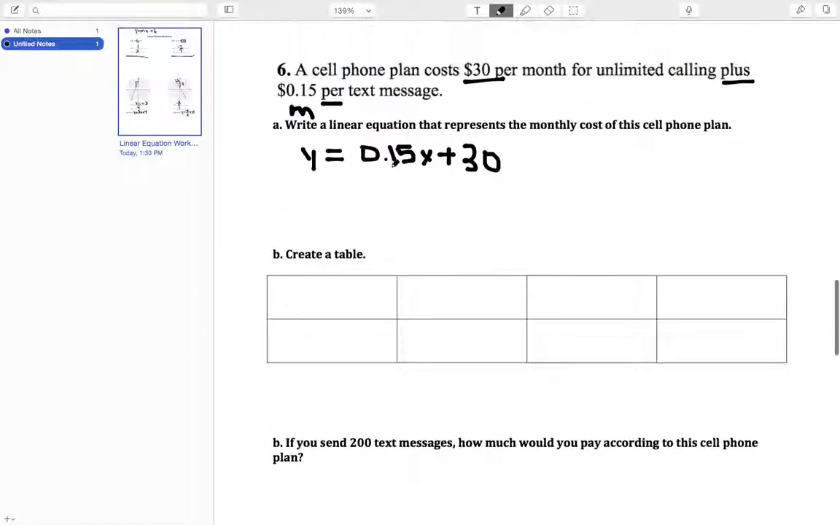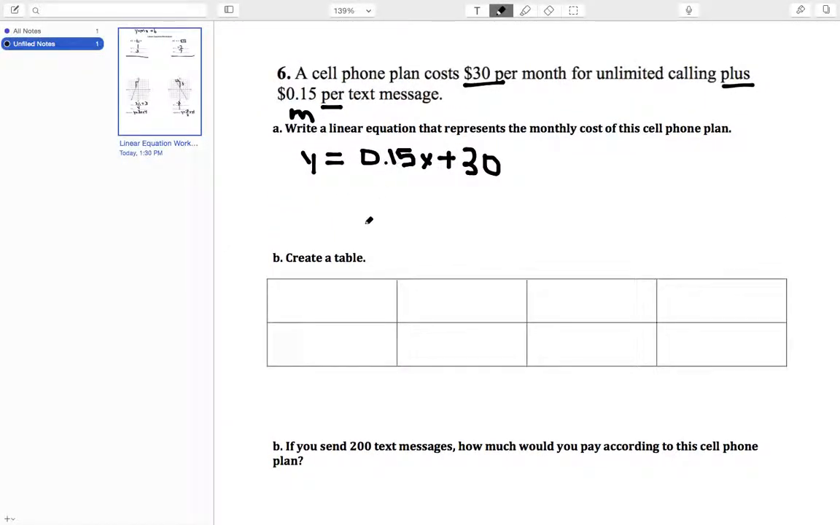To create this table, you have to figure out what's my X and what's my Y. In this case, your months has to be your X. Nope, just kidding. It's actually going to be text messages. Sorry about that. Text messages and cost.